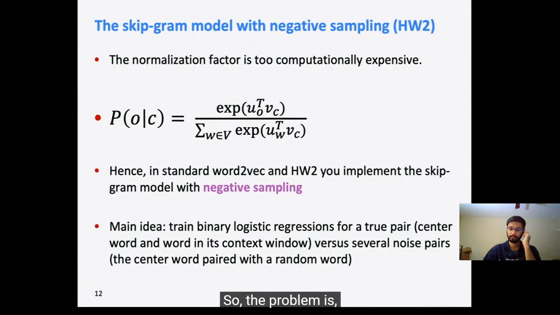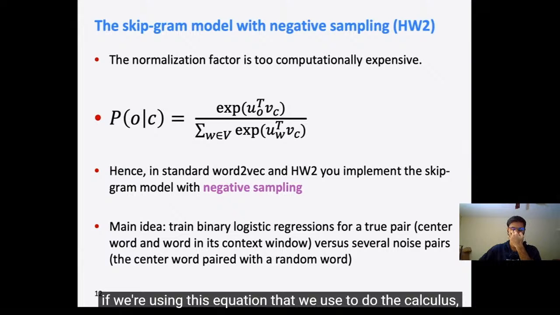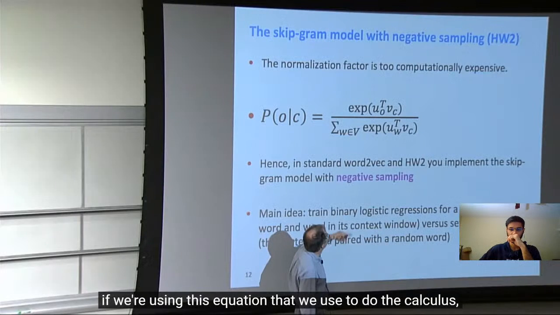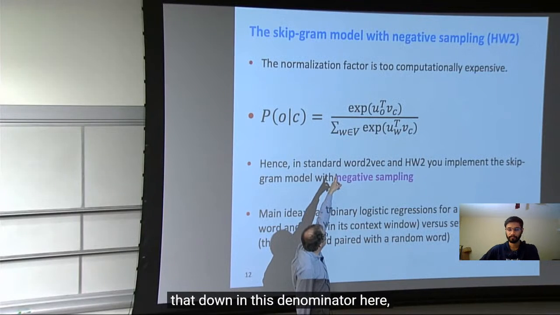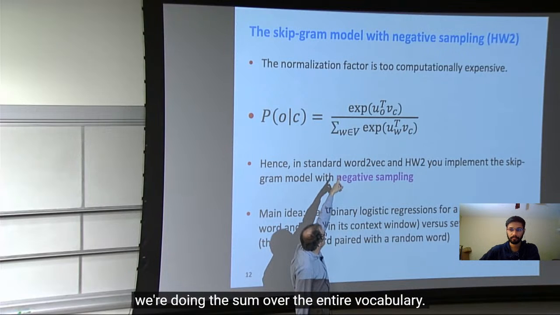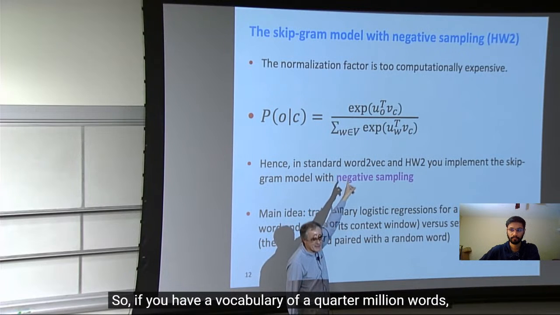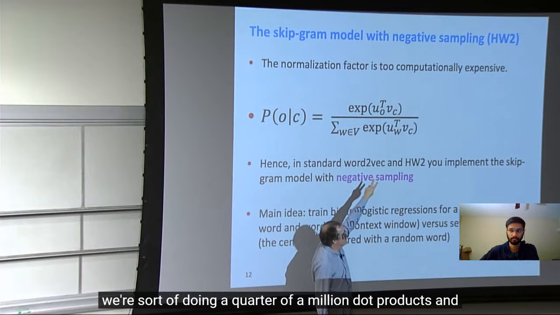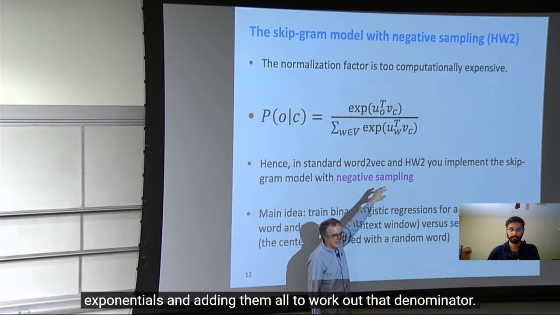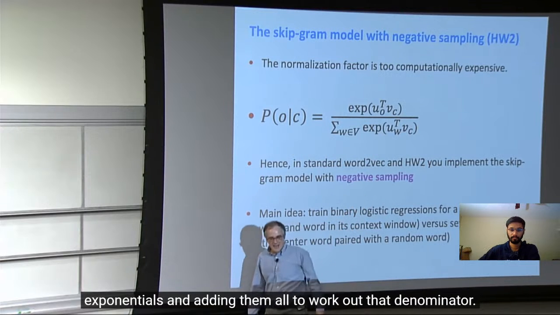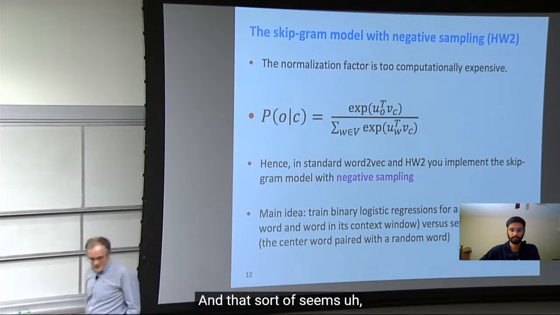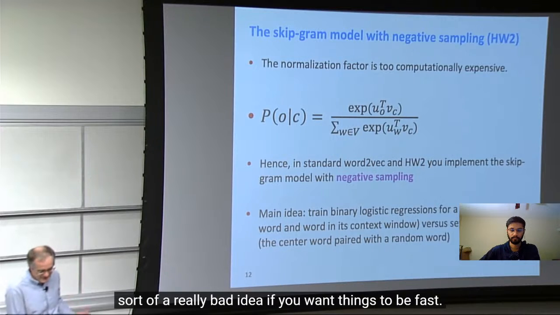So the problem is, if we're using this equation that we use to do the calculus, down in this denominator here, we're doing the sum over the entire vocabulary. So if we have a vocabulary of 250,000 words, we're doing 250,000 dot products and exponentials and adding them all to work out that denominator. And that seems like a really bad idea if you want things to be fast.